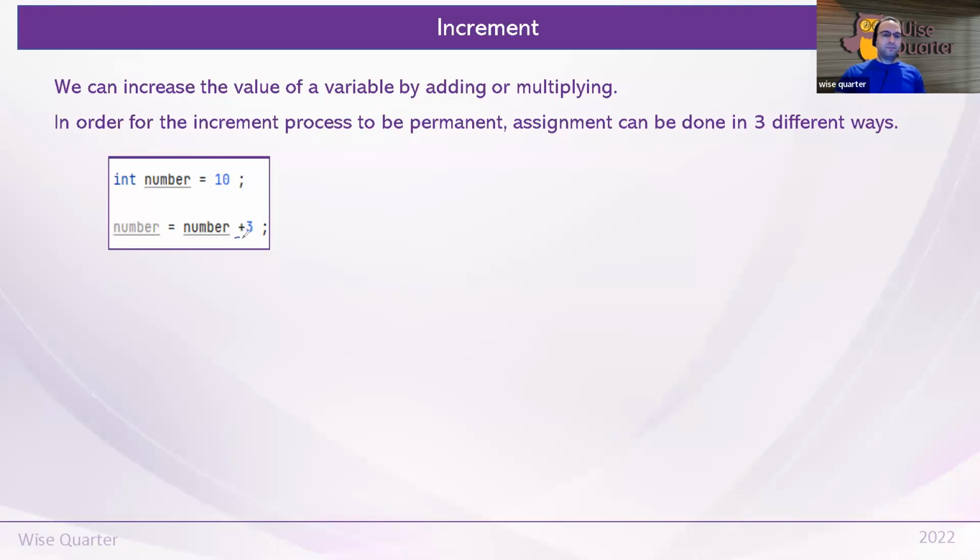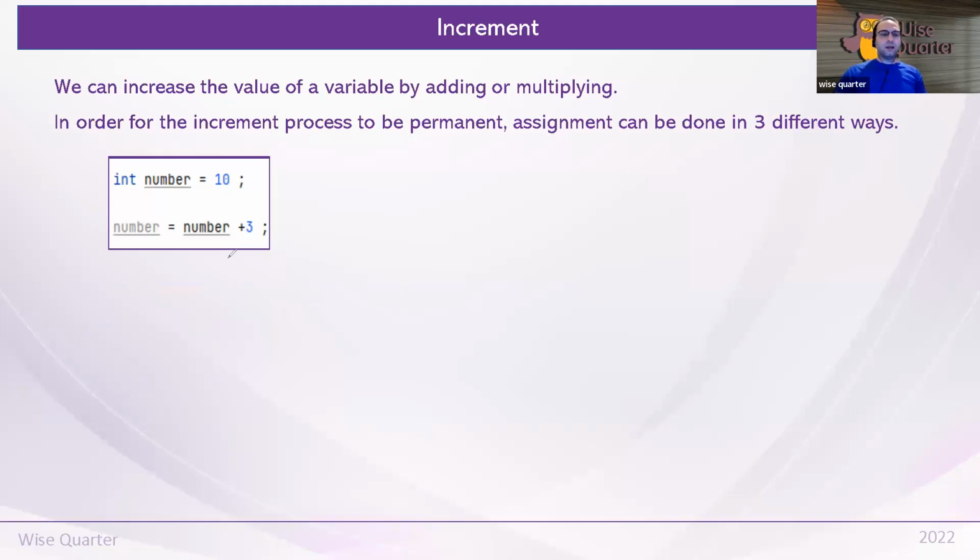That's an easy way. You can write it like this. We have a number and the value of it is 10. Normally the number is 10. If you think like math, the calculation is like this: 10 equals 10 plus 3. They store themselves. 0 will be equal to 3.